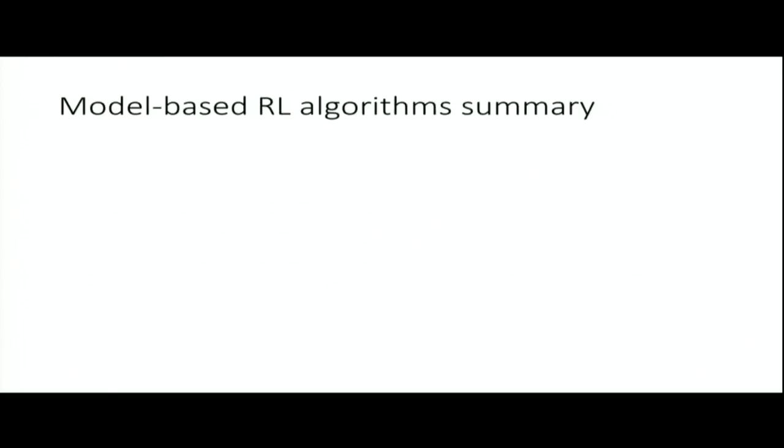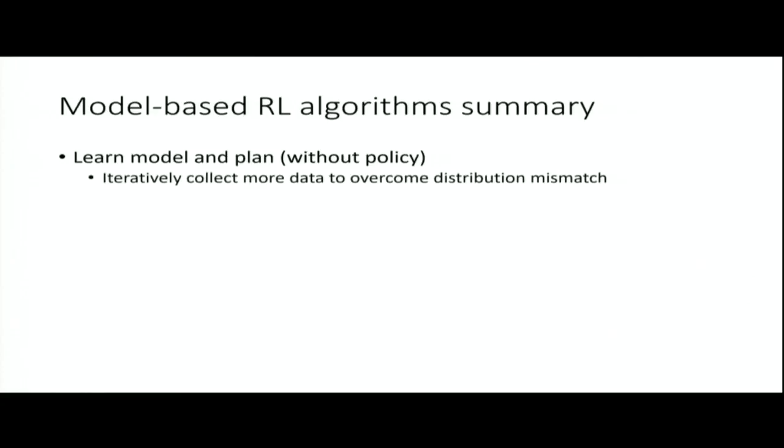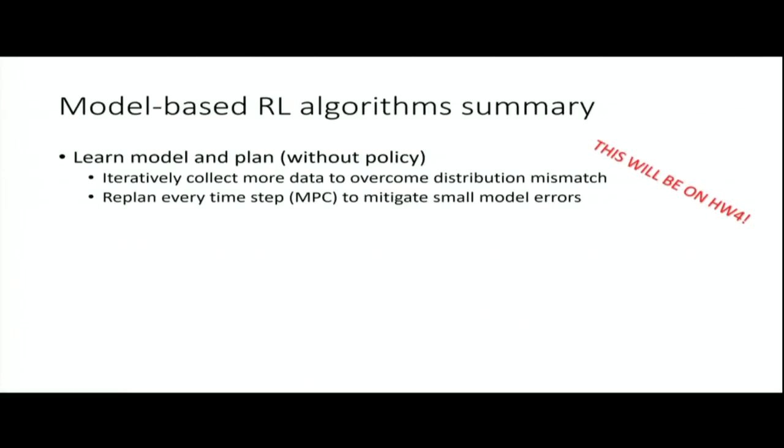So here's a summary of the model-based RL methods that I covered. We talked on Monday about methods that learn the model and then plan, basically without having a policy at all. So these methods iteratively collect more data and use it to overcome the distribution mismatch. So that's often a very good idea. You can also replan every time step with an MPC type approach to mitigate model errors. And this is actually the version that you'll be implementing for homework 2. You'll have an algorithm that collects more data to overcome mismatch and replans every time step.